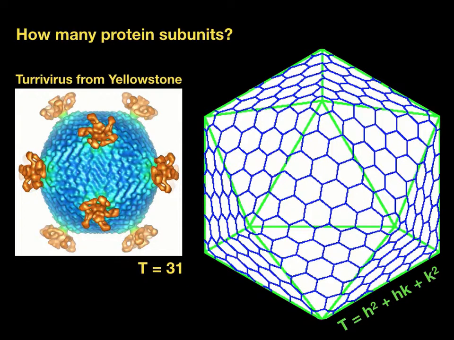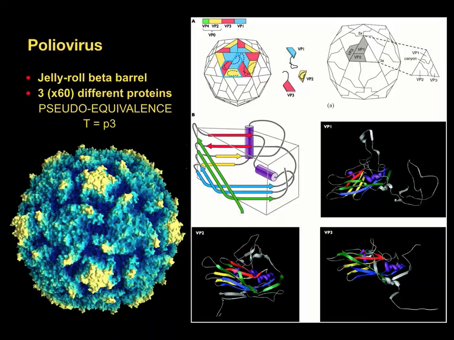Of course there are exceptions as well. This is not a general rule. We have viruses like poliovirus. If you just look at the structure and find the pentamers, and then this would be the hexamer, it actually looks like a kind of triangular spiral. This would be what you think is a T3. But is it really a T3?